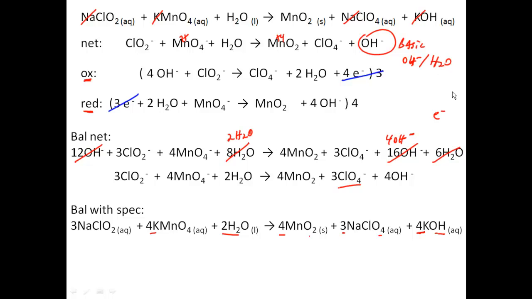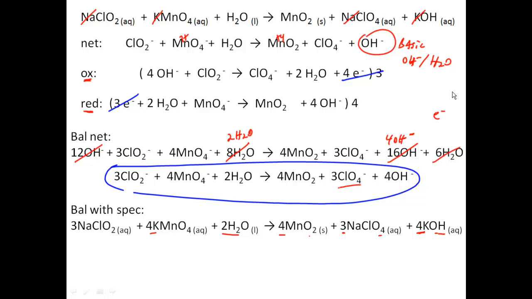Now at your net ionic, you should be able to check your answer in the sense of atoms and charges if everything's going right. Atoms in this case are all balanced. Let's check charges. I got 3 minuses and 4 minuses. That's a total of 7 minuses. On the other side, I have 3 minuses and 4 minuses. That's 7 minus. Atoms and charges should be balanced on your net ionic equation, which is what this is right here.